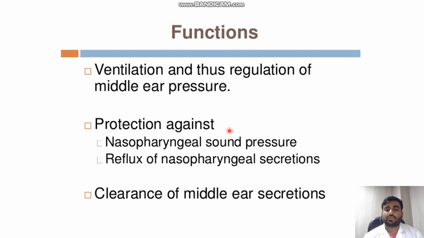The functions of the Eustachian tube: ventilation and regulation of middle ear pressure, protection against nasopharyngeal sound pressure and reflux of nasopharyngeal secretion, and clearance of middle ear secretion.